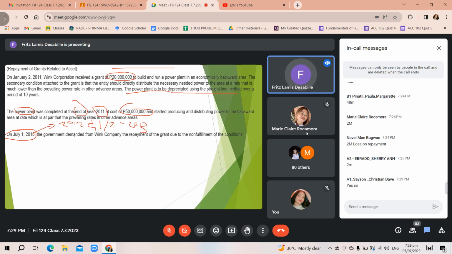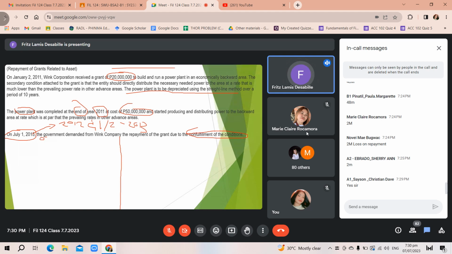Nya, the government demanded Wink Company the repayment of the grant due to non-fulfillment of the conditions. Basin mahal ra kayo iyang rates sa kuryente. Okay, so let us journalize this one using both options. Okay.